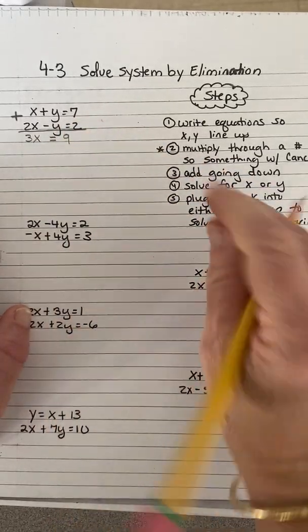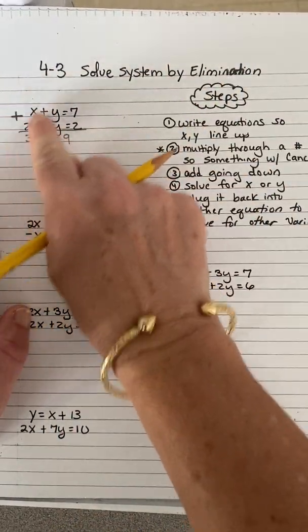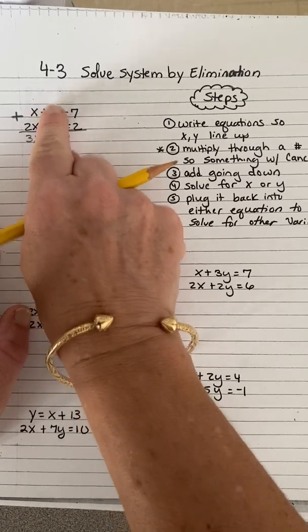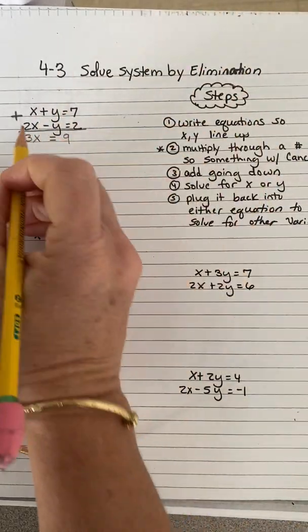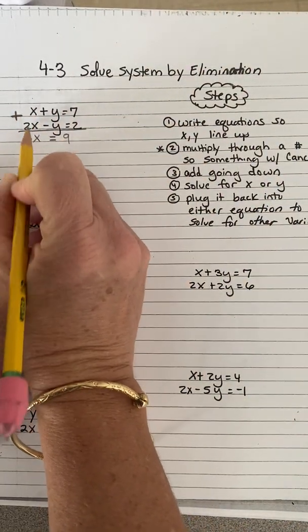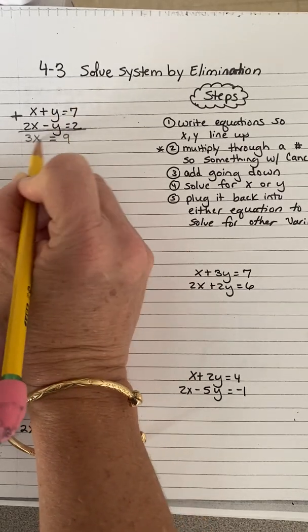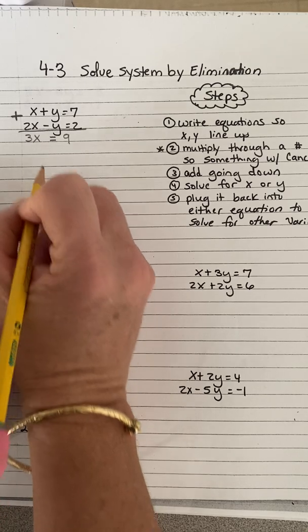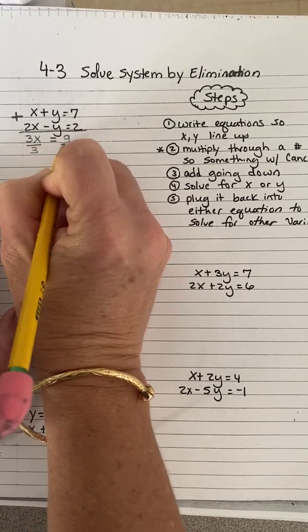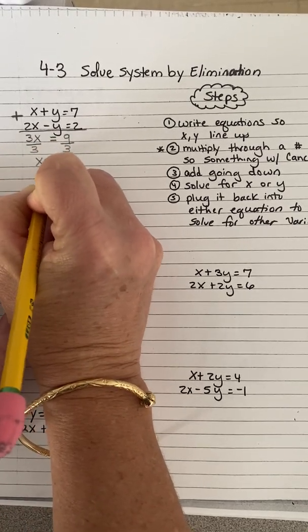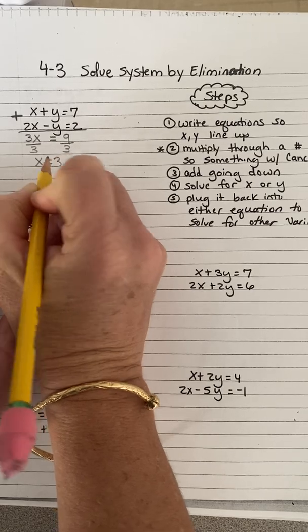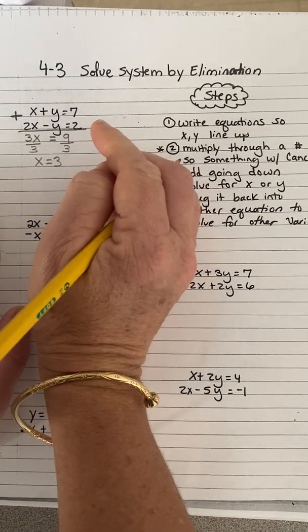All right, so what did we do? We lined everything up. We have our x, y's, answer. Something's going to cancel out, so we can proceed. We make this an adding problem. We add going down. That cancels out, and we add going down. And now we just have a normal equation we can solve for x. Divide both sides by 3. So x equals 3.